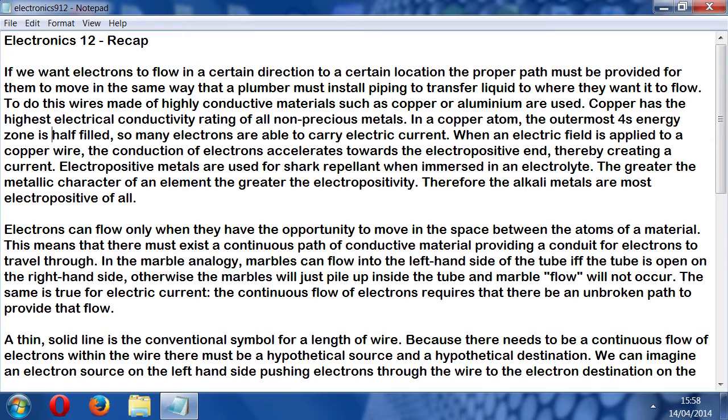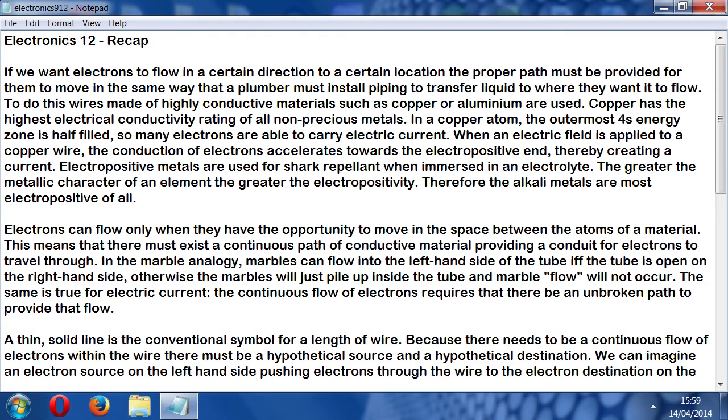I'm kind of interested in this issue of positive and negative. I'm trying to think, what is the sort of tactile sense of positive and negative? That's kind of what I've been thinking about. But when a field is applied to a wire, the conduction of electrons accelerates towards the electropositive end, thereby creating a current. And funnily enough, if you type in electropositivity, you'll find it just goes straight to electronegativity, and there's loads about that.